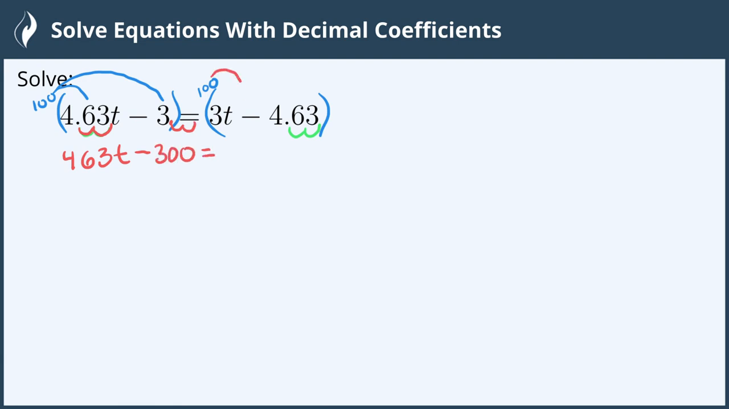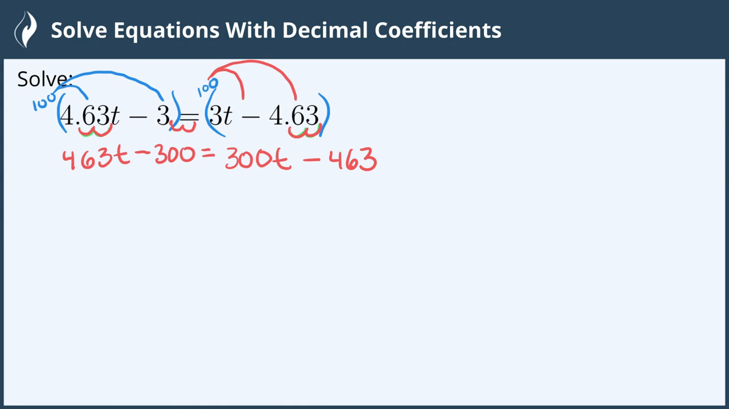Then we'll multiply with the distributive property, the 100 into here. 100 times 3 is 300t minus, again, we'll move the decimal place 2 place values since the 100 has 2 zeros and makes this 463. Notice we don't have any more decimals, so it makes it a little easier to work with.